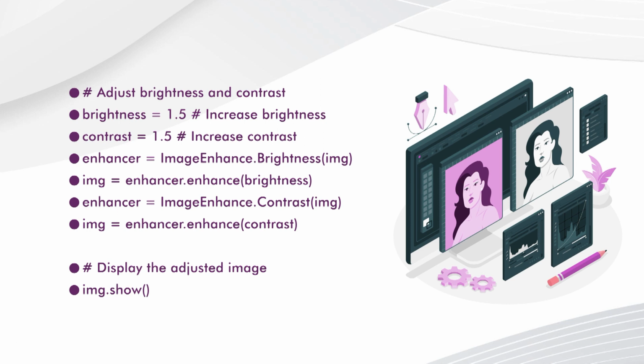In this, first of all, we have to import the library, that is import cv2, then load the image, and adjust brightness and contrast according to the requirement, as we are increasing brightness and increasing contrast. After that, we have to display the adjusted image.